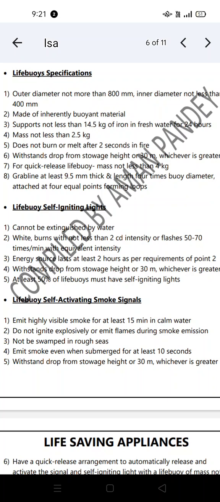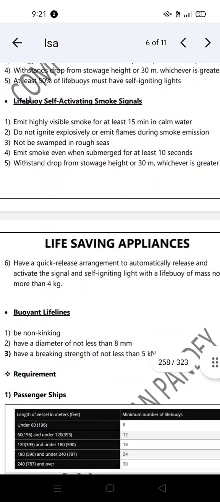50% of the life buoys should be fitted with the self-igniting light. There should be at least one life buoy with a lifeline on each side, and one life buoy at the stern. The total number of life buoys for a cargo ship starts from 100 meters at 8, 100 to 150 meters is 10, 150 to 200 is 12, and 200 to 250 is 14. I guess that's the requirement.